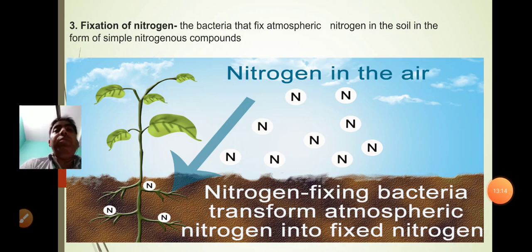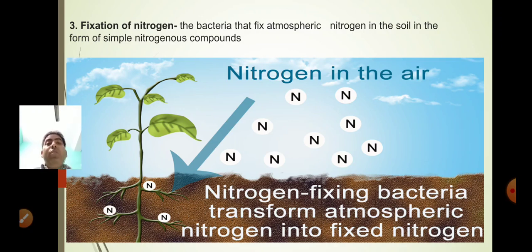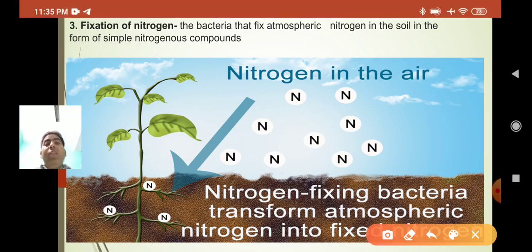Now the third modification is fixation of nitrogen. What is the fixation of nitrogen? What does the plant do in the fixation of nitrogen? First, plants like pea, beans, groundnuts, moong and urad. You will see that in these plants root nodules are there. What are the root nodules?